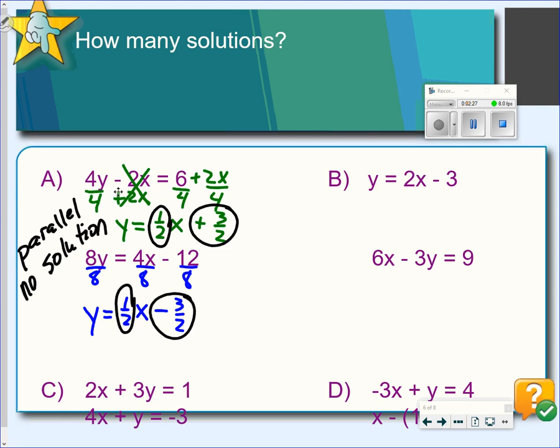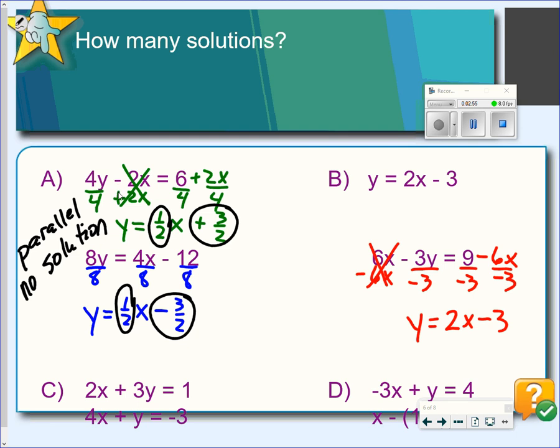Okay, in example B, we'll do a similar thing. First equation is already solved for y, so that's convenient. Second equation, subtracting 6x and dividing by negative 3, we get y equals negative 6 divided by negative 3 is positive 2x. 9 divided by negative 3 is negative 3.